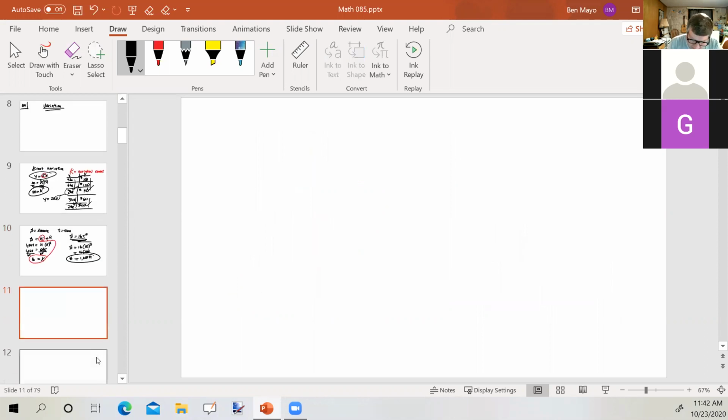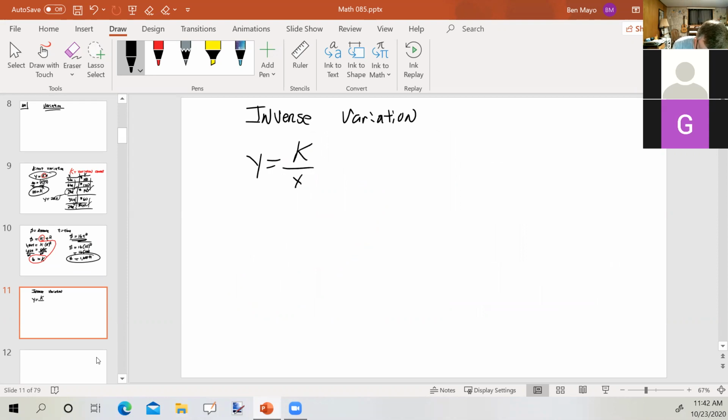All right, next we're going to look at inverse variation. General form, y equals k divided by x.